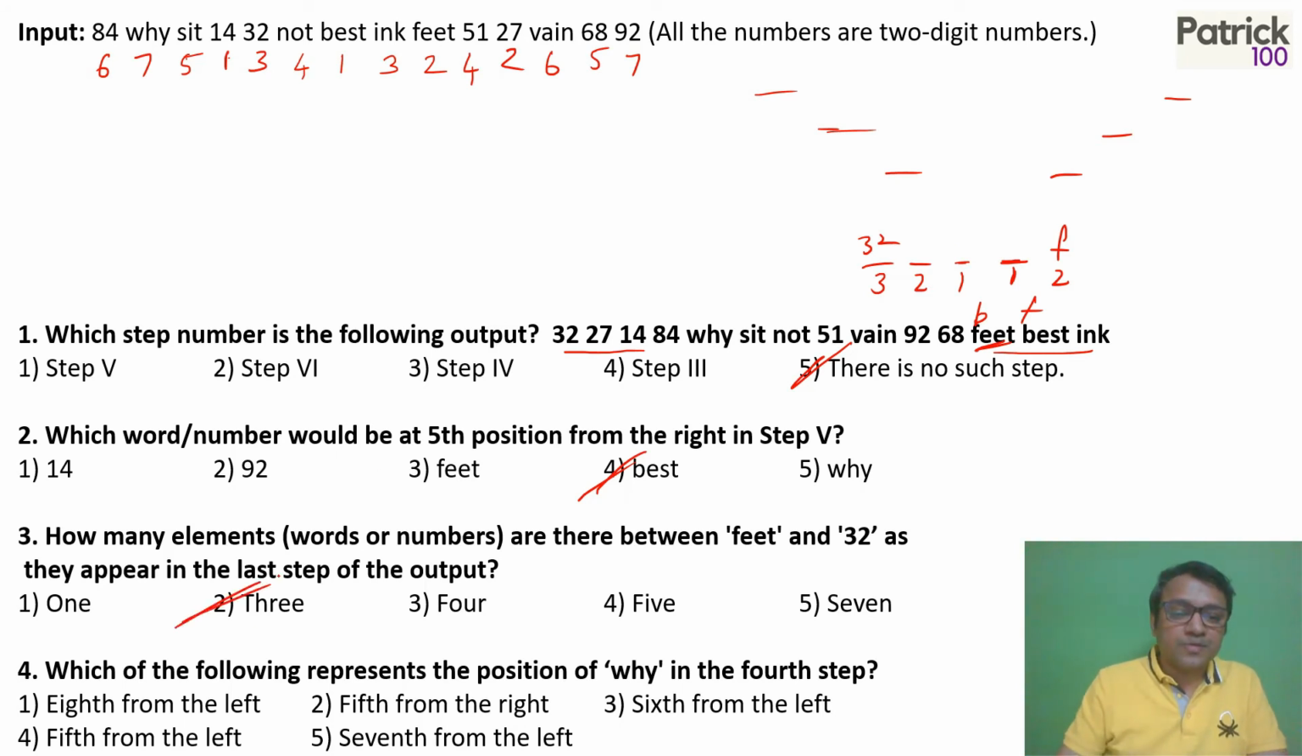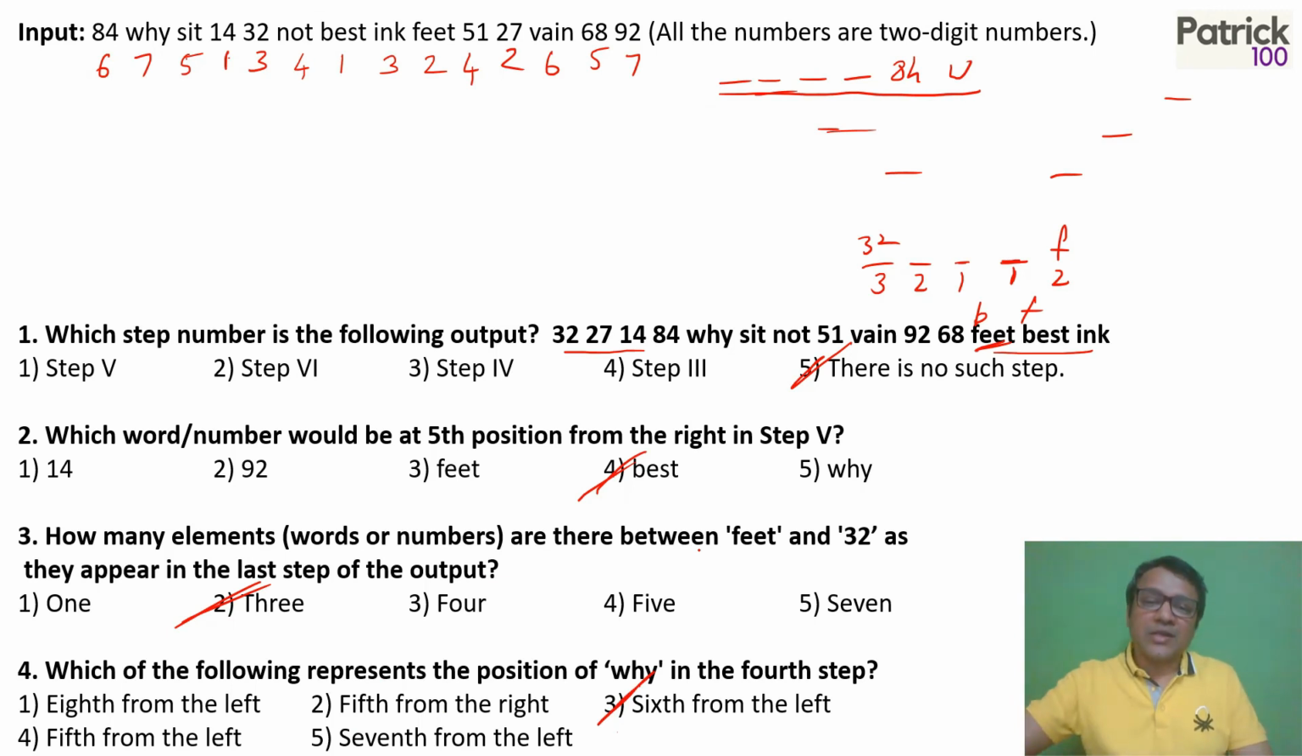Which of the following represents the position of y in the fourth step? Now y will be arranged only in the seventh step. So in the fourth step, on the left of y there is 84, and y. But on the left of y there are four more numbers which will be arranged. Four numbers will be arranged in four steps. So y will basically be 6 from the left. So with that, you get the complete answer.